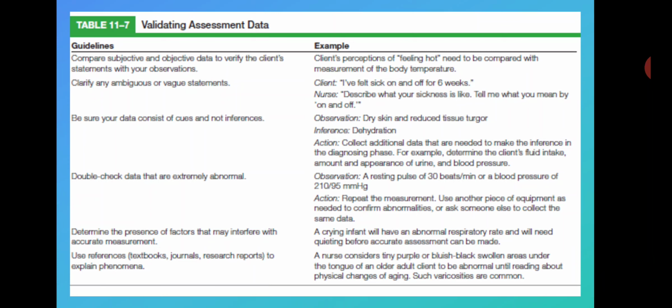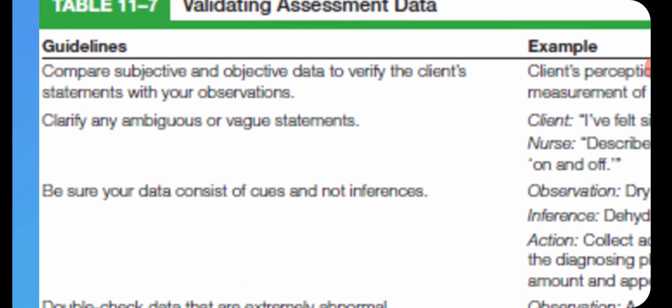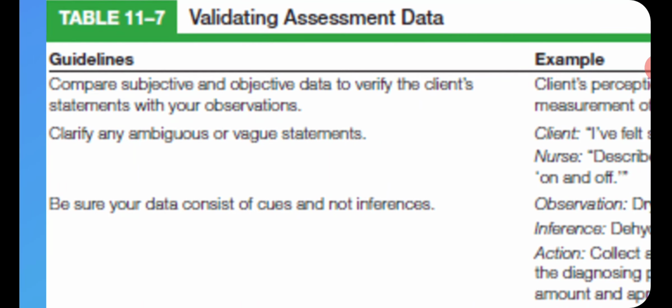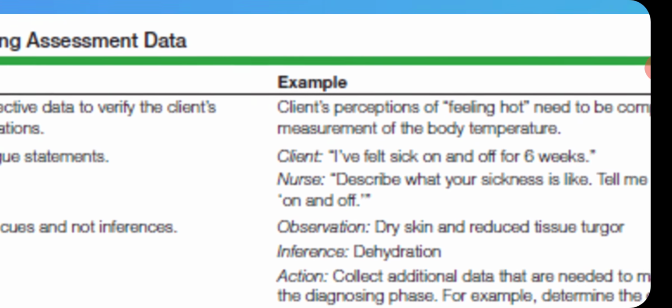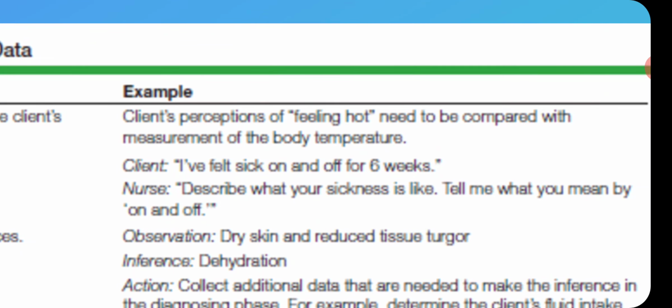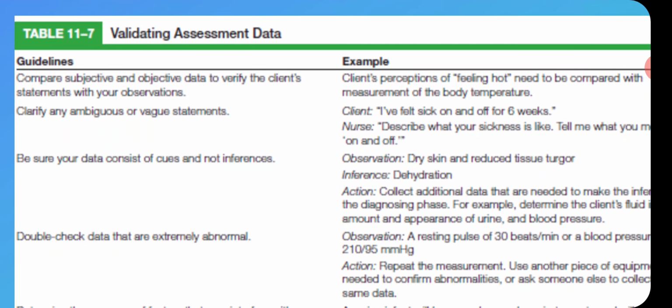Okay, now here are the guidelines in validating assessment data. Let's start with the first one. You need to compare subjective and objective data to verify the client's statement with your observation, just like what we did a while ago with Mr. Trump. Here's an example. The client tells you, oh, I feel hot. So you need to compare the feeling of the client with a measurement of the body temperature. So you need to compare subjective and objective data.